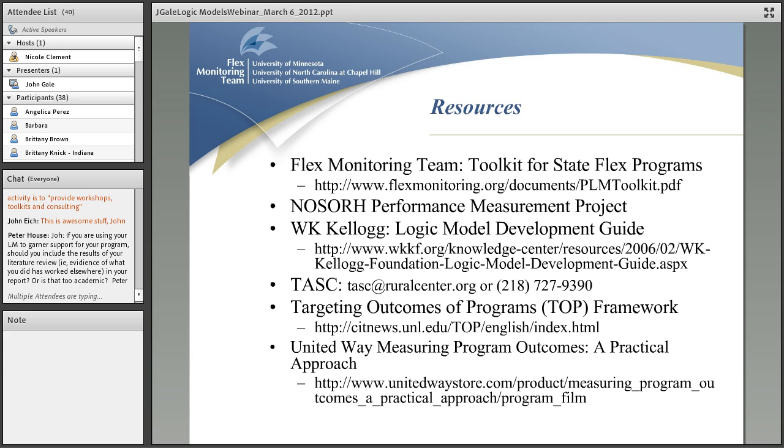The toolkit that we did has some examples. It's on the Flex Monitoring Team website. We had great participation from our study states that were engaged with us. But it talks a lot about the models, and it provides you with some forms and tools. Again, I think to me the real work is in the planning and development that gets you to where you are in terms of measurement and program strategy and theory. I've got a lot of resources on those materials, and I'd certainly be happy to share.